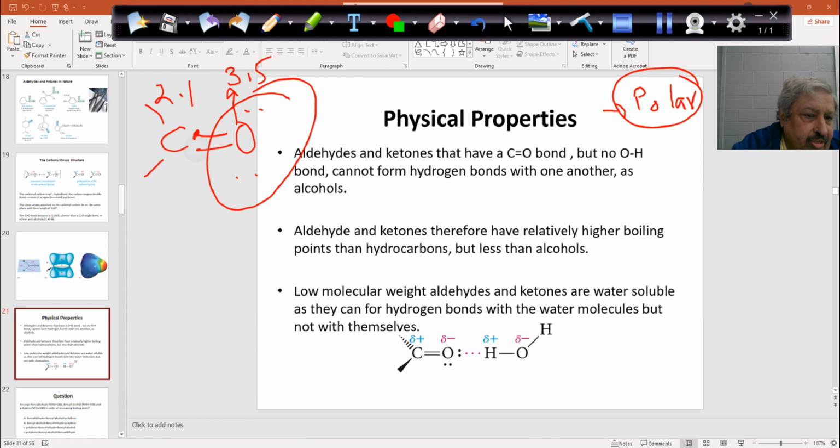So those electrons here will always be pulled towards the oxygen. That will establish the polarity of the carbonyl group. However, there is a limitation, because they don't form hydrogen bonds among themselves, but they can form hydrogen bonds with H2O. If I have an H2O here, for example, the oxygen with the hydrogen.